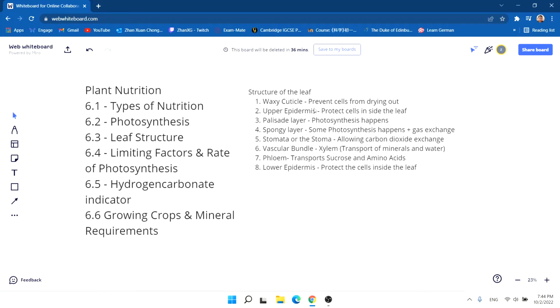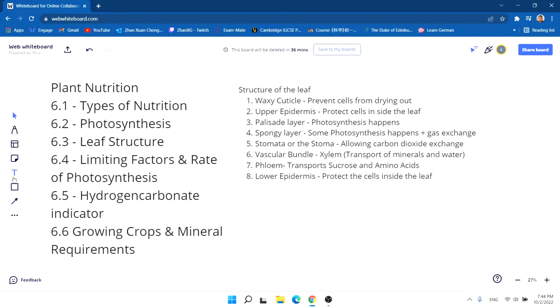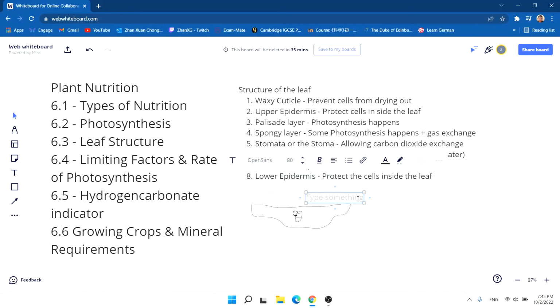I'm going to draw the transport structure of the vein, which is the xylem and the phloem itself. It's something like this for the leaf, that it has some kind of shape. Inside it has a few egg shapes, and then it has one line in the middle. For the leaf, xylem is at the top. This will be the xylem, and the bottom one will be the phloem.